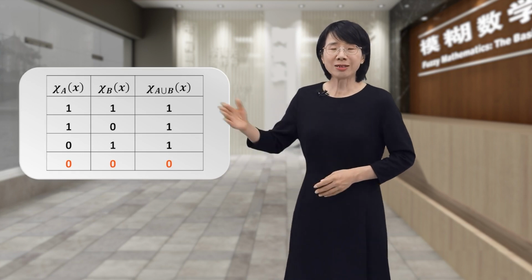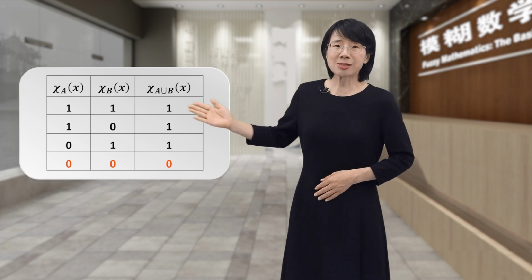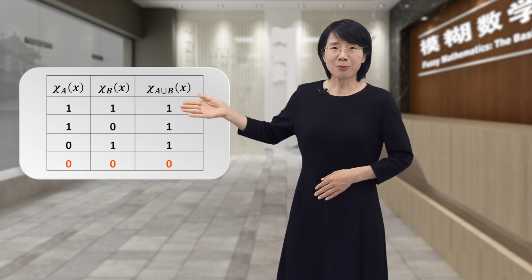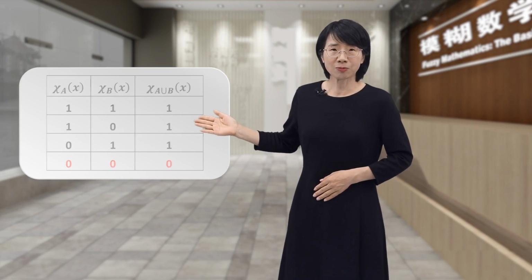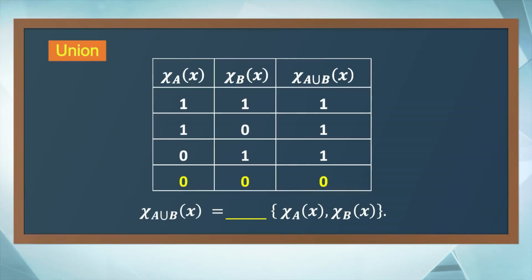What does that mean? That means the characteristic function of the union is the maximum of the two. Let's check. The maximum of 1 and 1 is 1. The maximum of 1 and 0 is 1. The maximum of 0 and 1 is 1. The maximum of 0 and 0 is 0. So, the characteristic function of the union at x is the maximum of chi sub A of x and chi sub B of x.